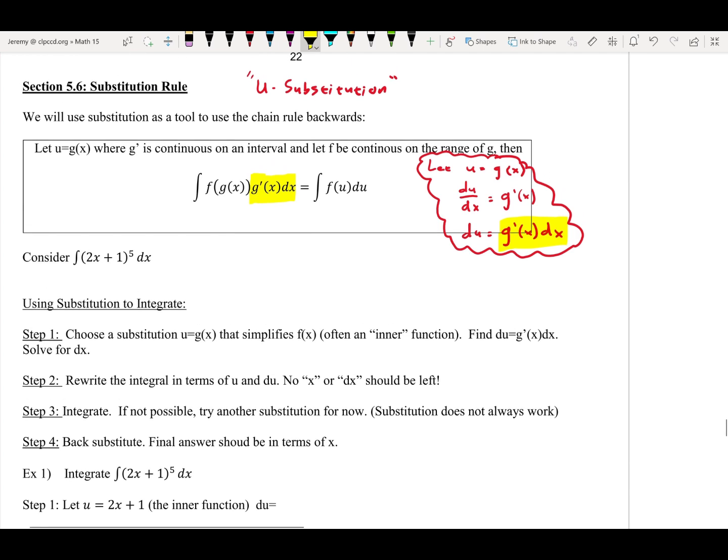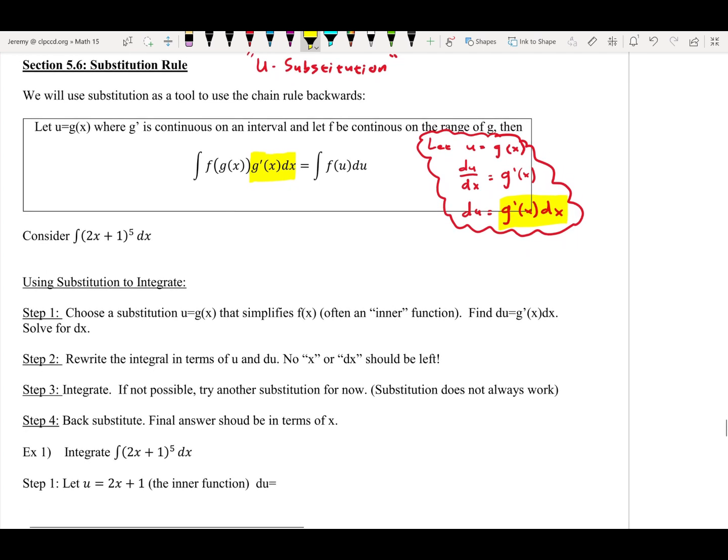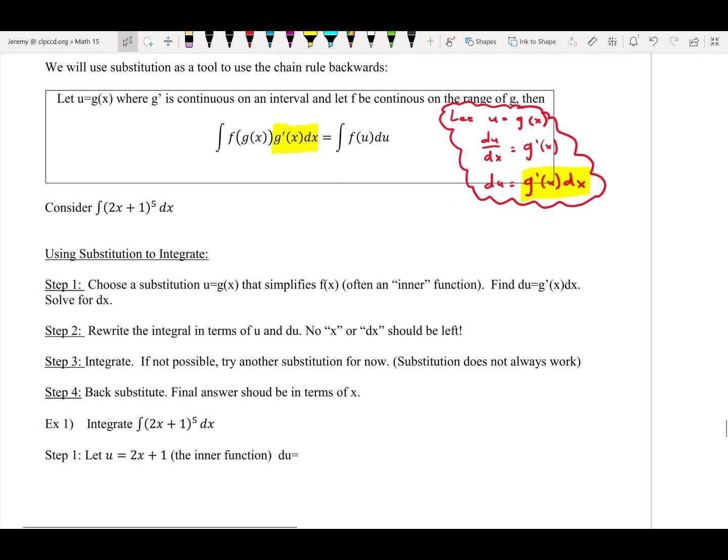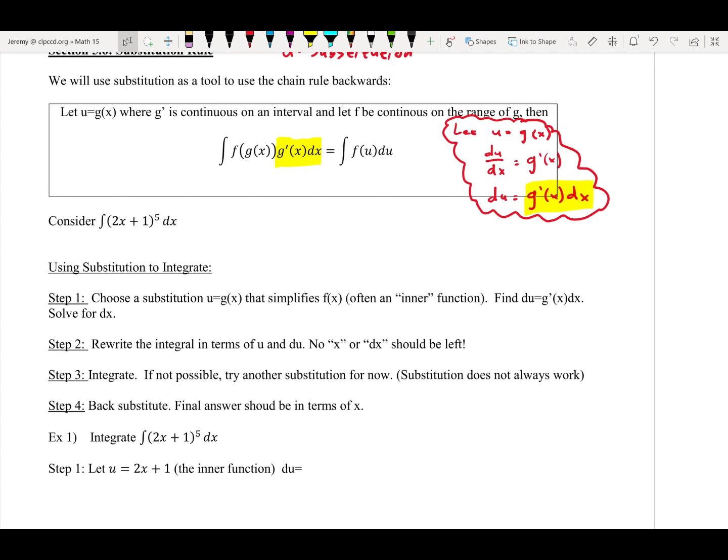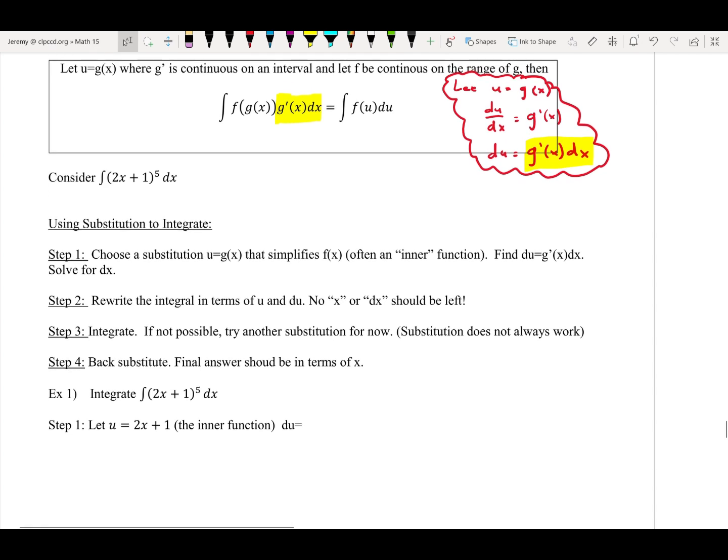So oftentimes when we're dealing with integrals that involve compositions of functions, we're trying to find the derivative of the inner function within the integrand. A lot of this is very abstract and vague. The best way to come to know this process is by doing some examples. So let's look at this example and talk about the process we go through to evaluate integrals that involve compositions of functions.